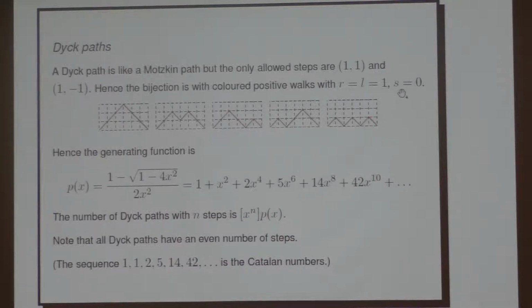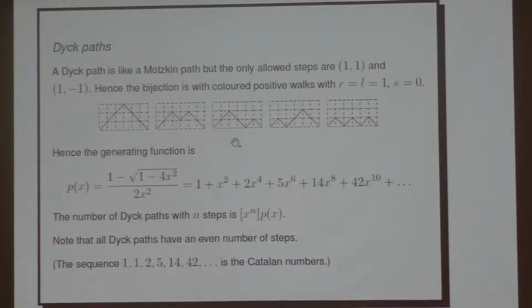Consecutive walks. This time s equals 0. There's no stay in the same place, but it's just one type of right step and one type of left step. So, for example, these are the 5 possible Dyck paths with 6 steps. 1, 2, 3, 4, 5, 6.